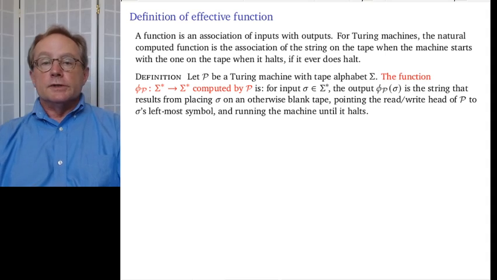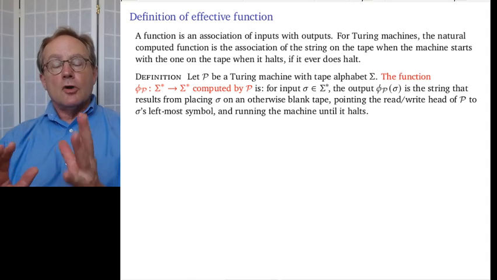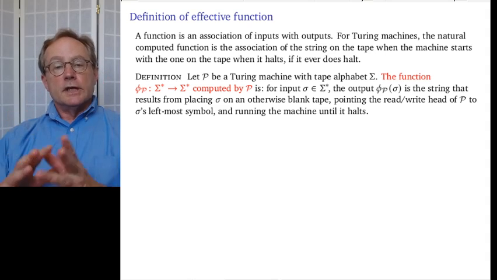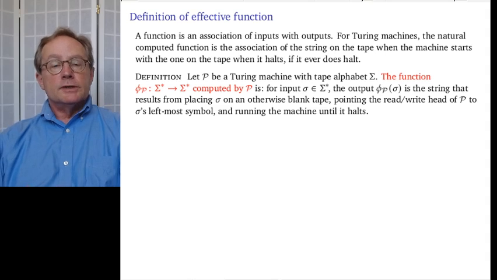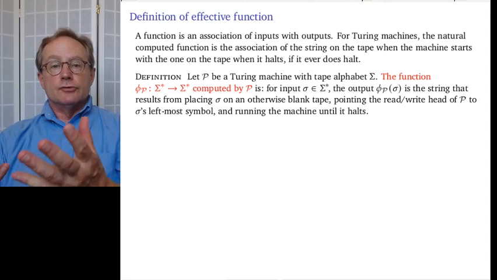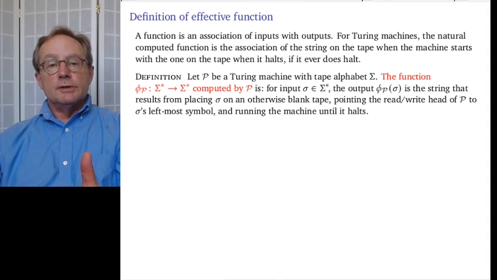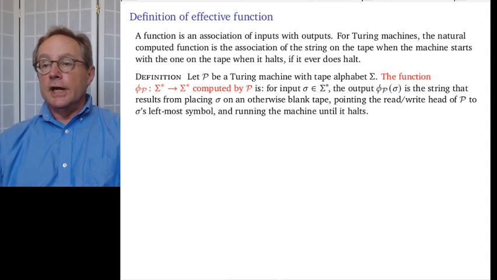So a function is, of course, an association of inputs with outputs. That's not about computation. That's just about what a function is. That's just a sort of basic mathematical definition. A function is where you have inputs and outputs and they're associated together. The squaring function associates 2 with 4. The cubing function associates 2 with 8. For Turing machines, a natural computed function is you have a string when you press go, you have a string when the machine eventually stops, if it ever does stop. So the natural association is to associate the input with the output.